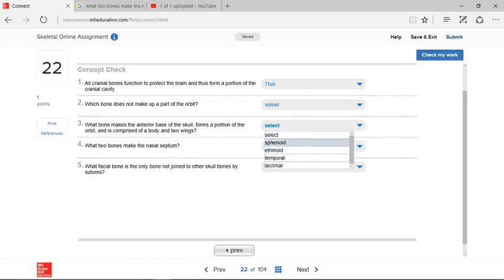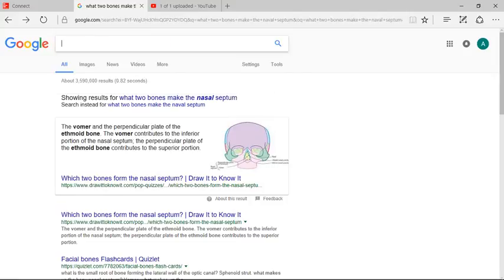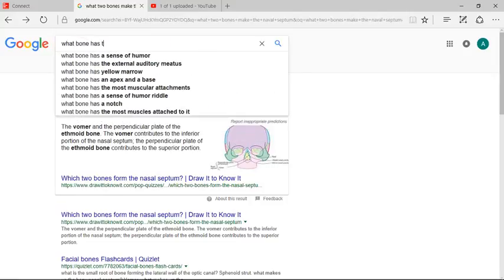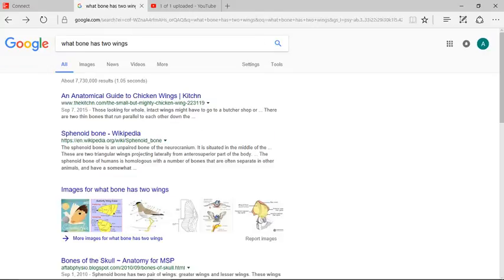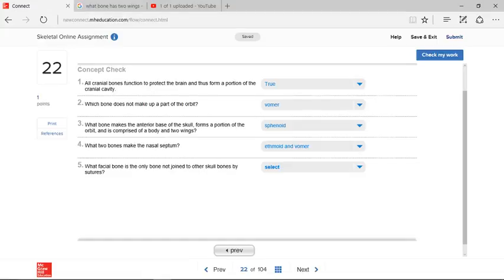The two wings. I feel like it's the sphenoid bone. Sphenoid bone. Let's go. What facial bone is the only bone not joined to other skull bones by sutures? Oh, I remember this. What facial bone is the only bone not joined to other skull bones by sutures? Some of you guys might know this and be like, hello, it's that answer right there.